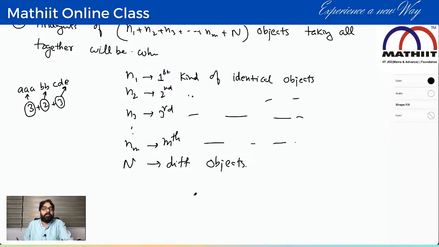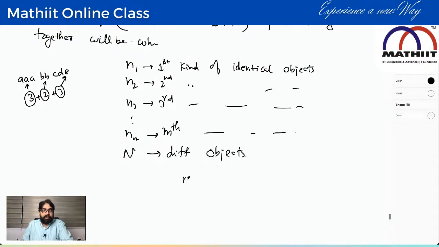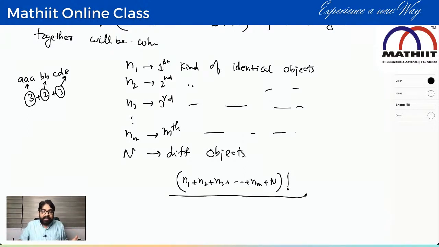So for this case, what will be the answer? Total arrangement will be how much? n1 plus n2 plus n3 plus so on nm plus capital N, factorial. I know it's the wrong answer because n1 number of identical objects are there. So divided by the internal arrangement, n1 factorial, n2 factorial, so on, nm factorial. I'm sure it's clear to everybody. Capital N factorial don't write, because capital N number of different objects are there. Their internal arrangement is very much allowed. Is this clear to everybody?